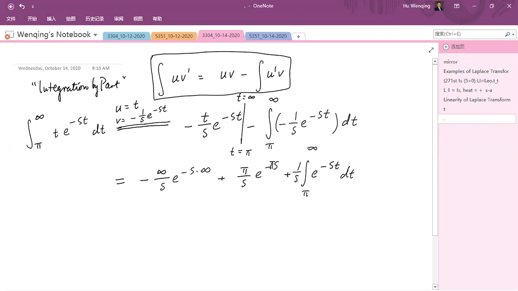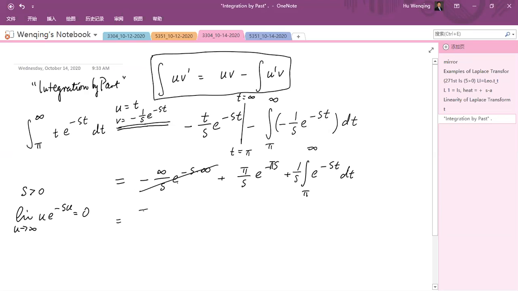Now comes the problem. Because there's an infinity here, multiplied by e power minus infinity. What is this limit? Well, if you assume s is positive, you can see that the exponential decay always kills the polynomial growth. So basically, the limit as u goes to infinity of u e power minus s u is always equal to 0. So if s is positive, you don't have to be worried about this one.